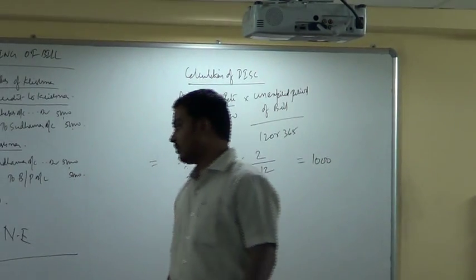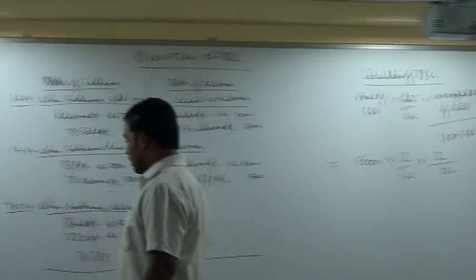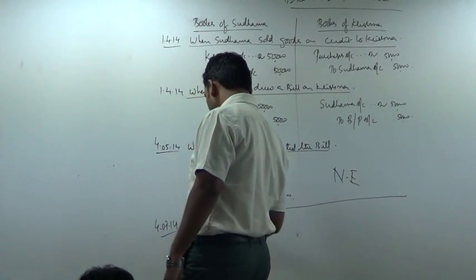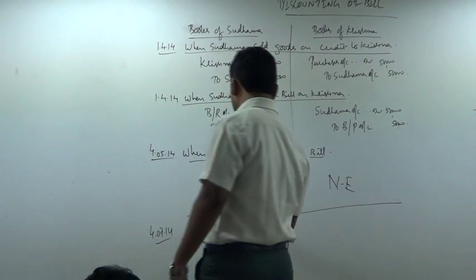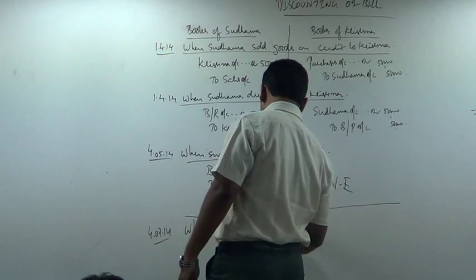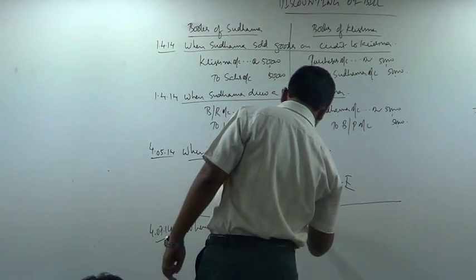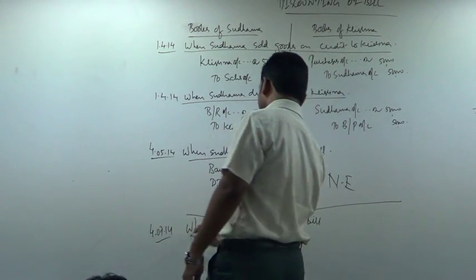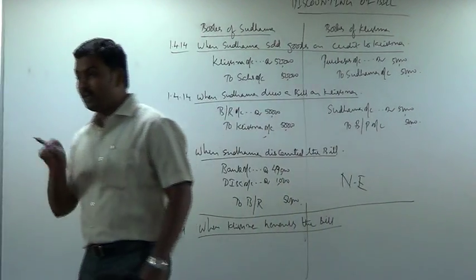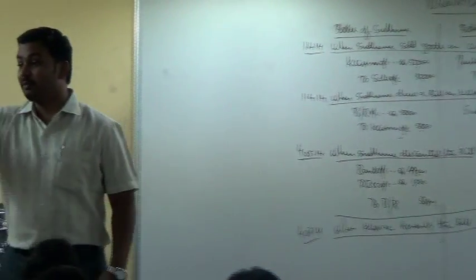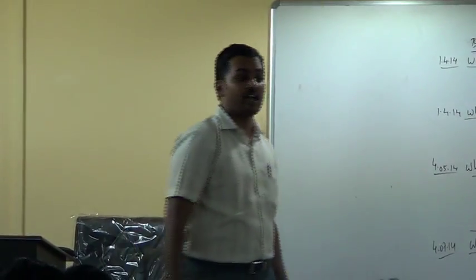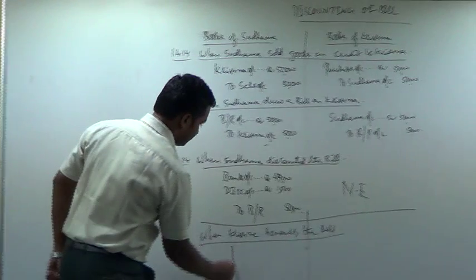Write down the last entry. When on 4th July 2014 Krishna honors the bill, who will pay money? Who will receive money? Krishna will pay money, bank will receive money. Is Mr. Sudama involved anywhere? No. What entry will we write? No entry.